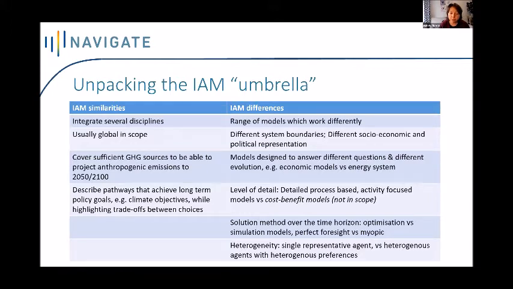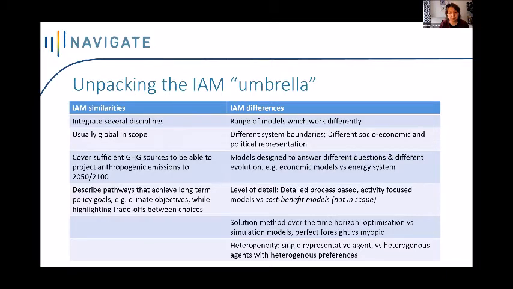So usually all the integrated assessment models integrate several disciplines, including engineering, economics, and environmental science. They are usually global in scope, although there are national or regional scale IAMs. They cover sufficient greenhouse gas emission sources to be able to project anthropogenic emissions on long-term timescales, to 2050 but usually to the end of the century. And they all describe pathways that achieve long-term policy goals, for example, climate objectives, while highlighting trade-offs between the different choices available.